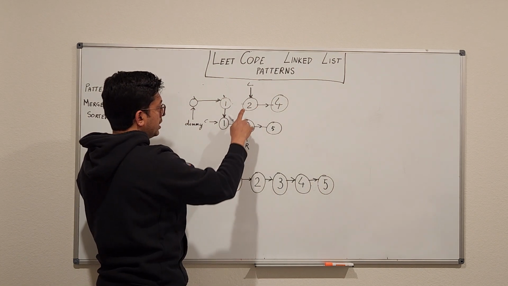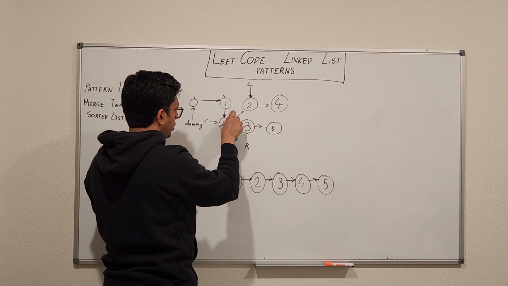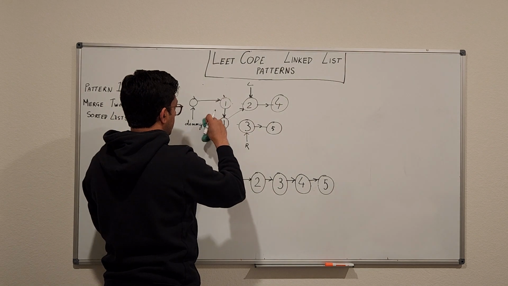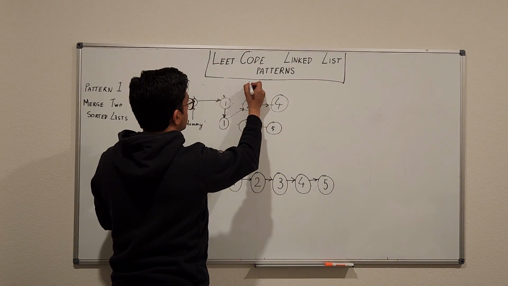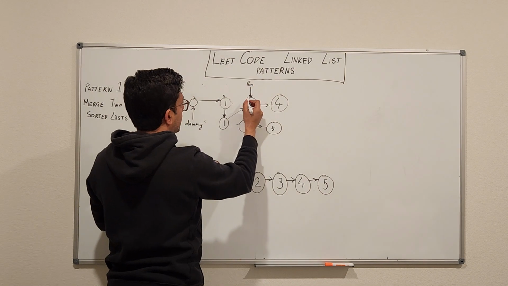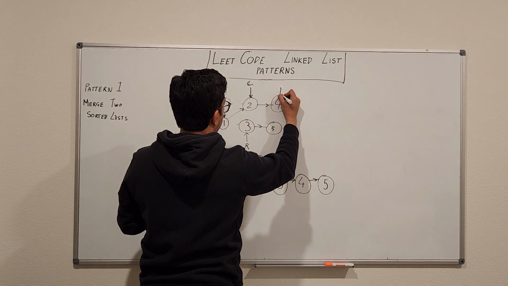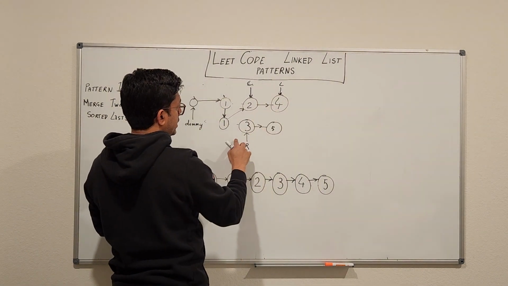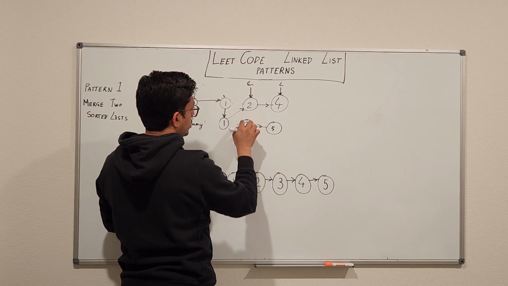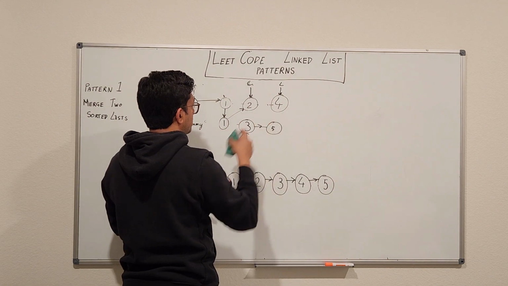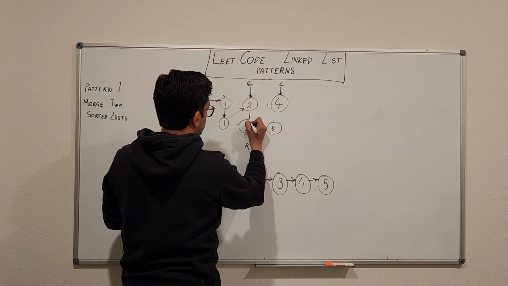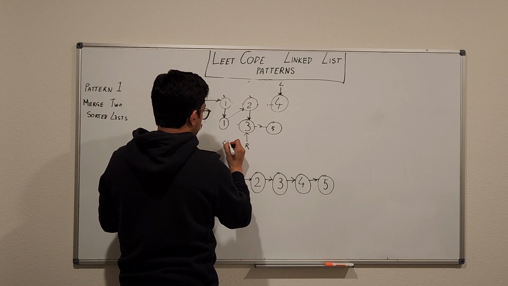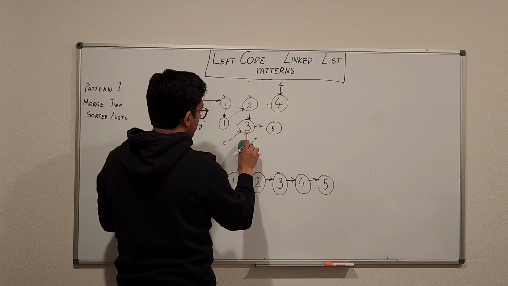Compare these two. This is smaller. So current's next, point to that one. Move current over there. So move current over here. And then left will move one ahead. Again, compare these two. Which one is smaller? 3 is smaller. So this one's next, you point to that smaller item. And then once you point the next to that, current equal to current dot next. So C points to this one, and then you move that one ahead.